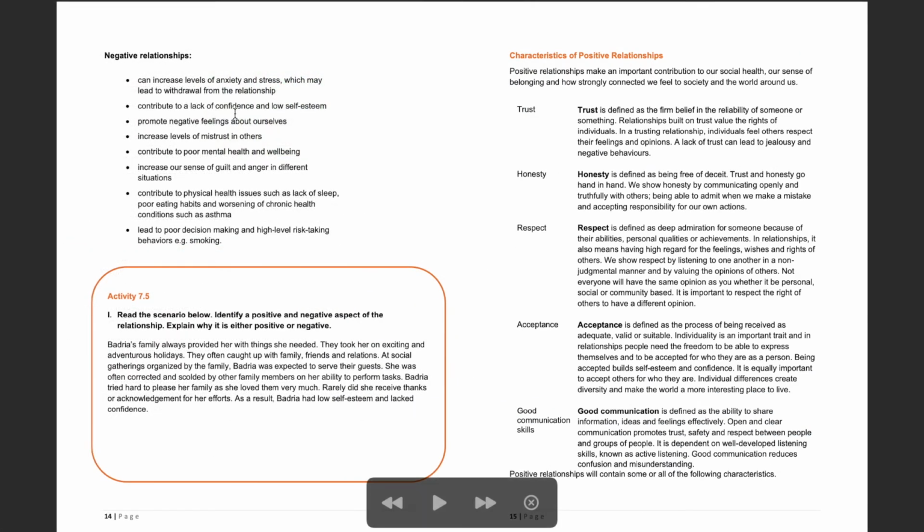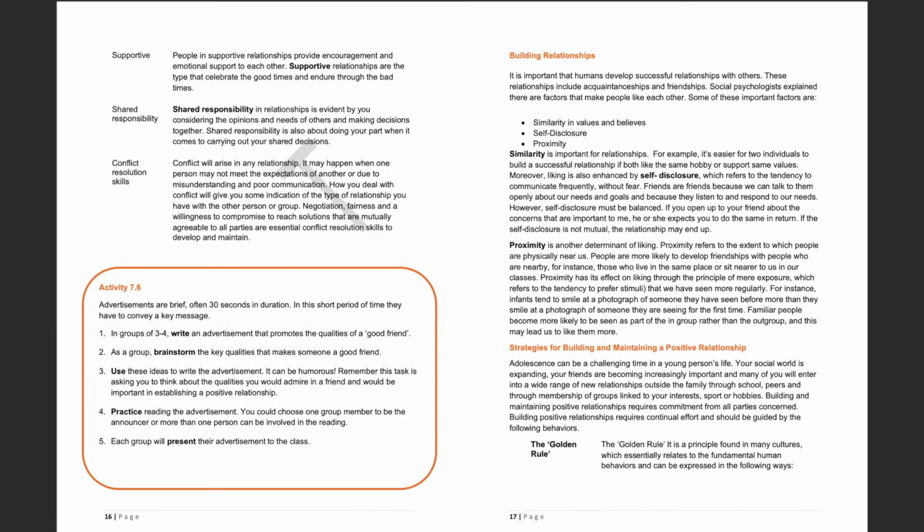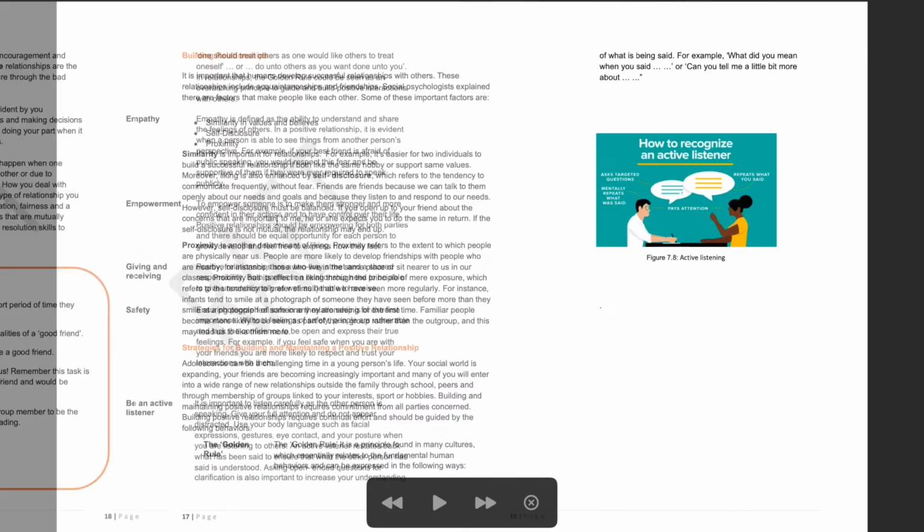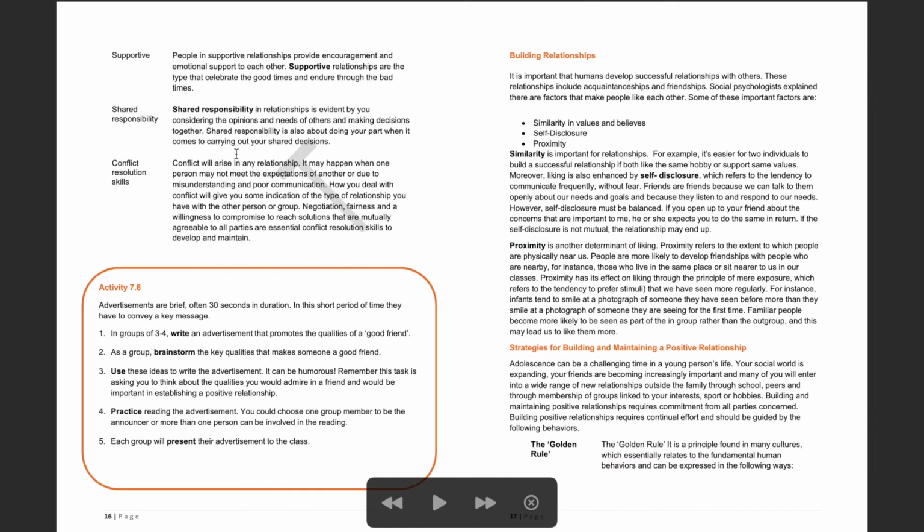You can go next, don't go for the negative. These are the positive relationship characteristics. So you have trust, honesty, respect, and so on. Don't copy paste. You can take trust and then say it in your own words, and then put a diagram over here.